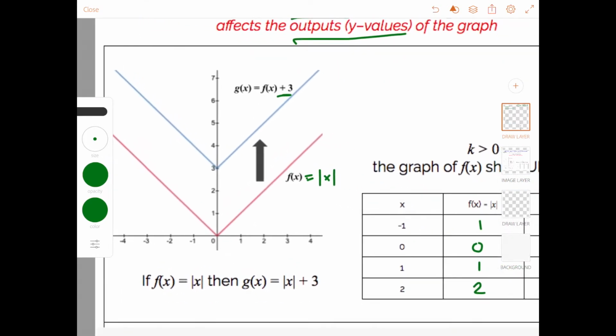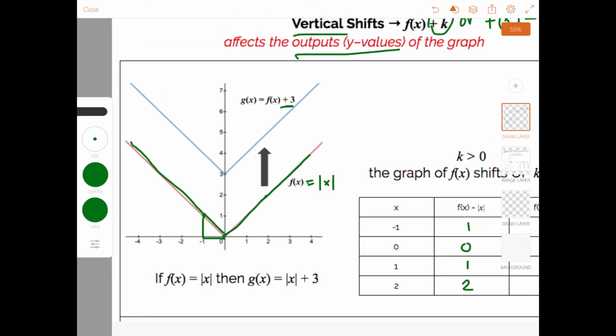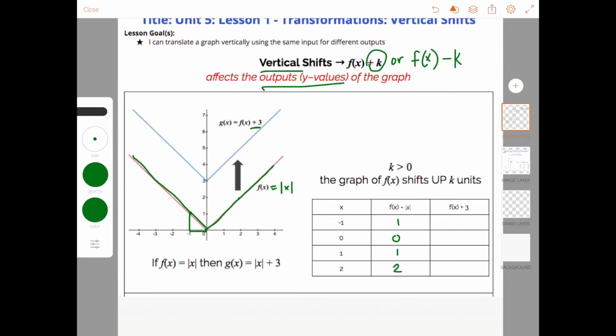All right, so my x value is -1, and my y value, my output, is 1. Plot that point. And I have 0, 0, 1, 1, and 2, 2. And I'm just going to trace that real quick, and then we can move along to our vertical shift here. So for the vertical shift, we have f of x plus 3. And the way you can figure this out using a table is you can just quite literally add 3 to every output that we have.